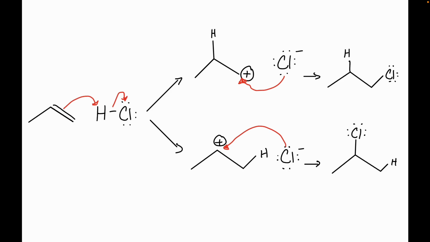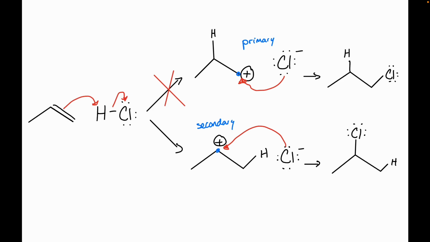Why the bottom one? Because of my intermediates, right? Because here I have a primary carbocation, and here I have a secondary carbocation. Right? So a carbocation on a primary carbon is not going to form, which is why I only get one product of this reaction here.